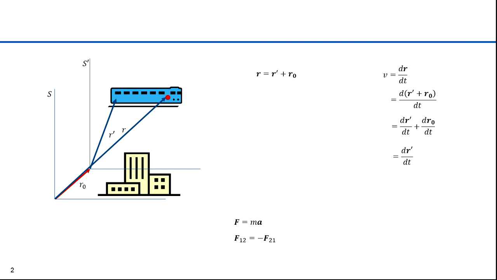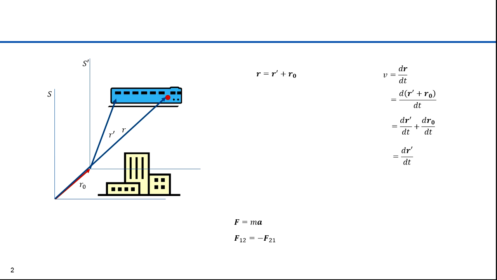This is intuitively obvious. Velocity is the same in either reference frame, since S and S prime are fixed relative to each other. If you're on the train that's sitting at the station and you're observing the red object move, you'd measure the same velocity as someone on the platform looking inside the train.